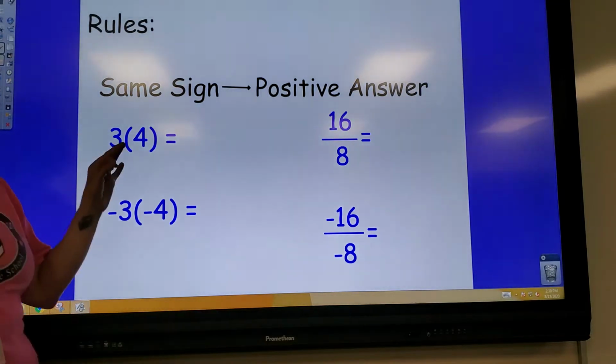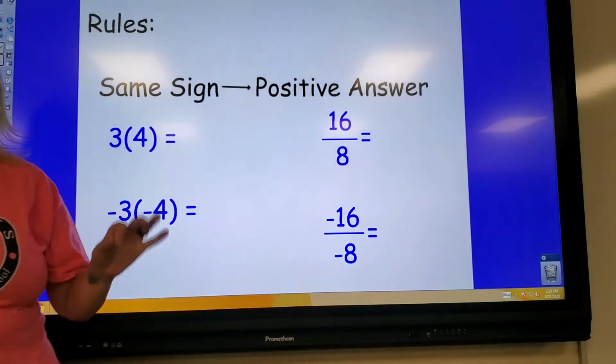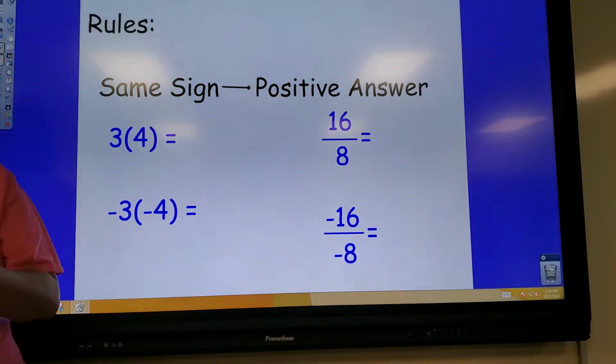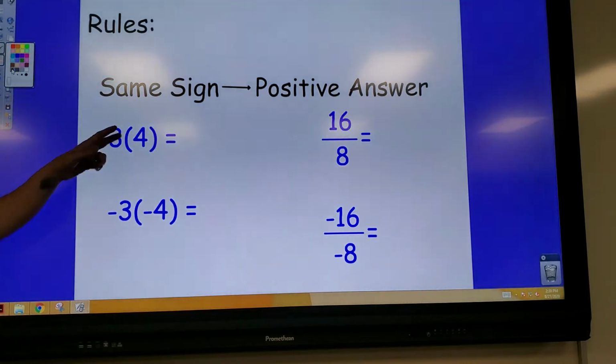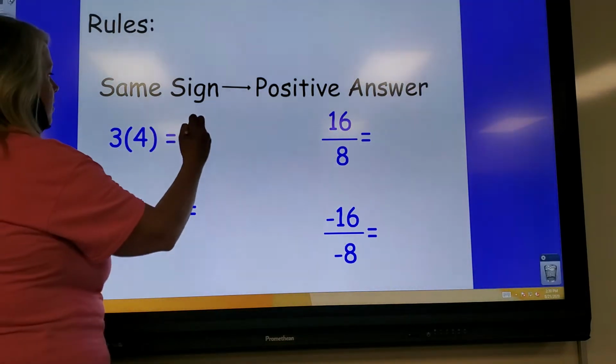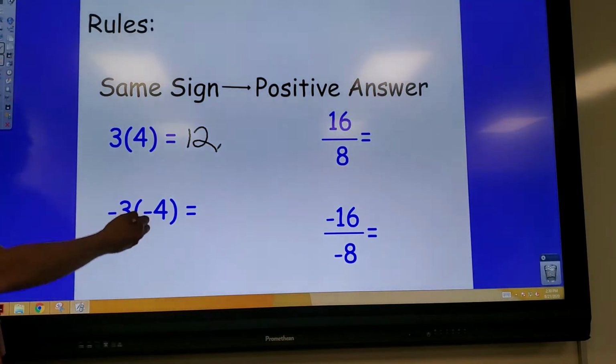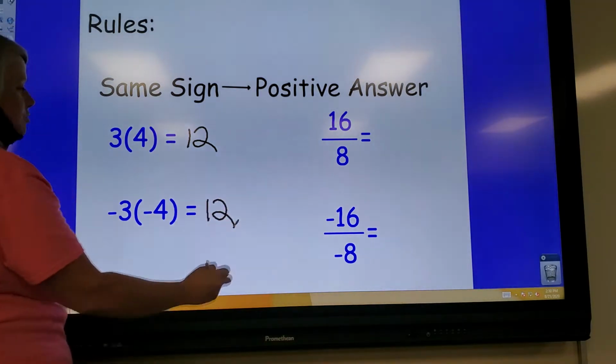Okay, so first of all, if the signs are the same, the answer is positive. And again, this is for multiplying or dividing. So I have two multiplication problems here. A lot of times when you're multiplying in algebra, they're using parentheses. So 3 times 4 would be a positive 12. But a negative 3 times a negative 4 would also be a positive 12, right?